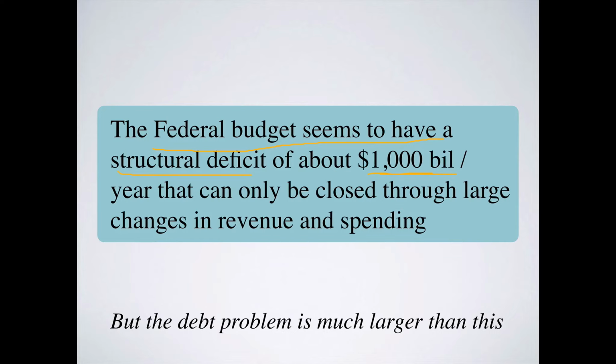When we look at deficits, they often don't include the yield on the debt that must be paid, which is typically paid by rolling over the debt, that is, issuing more bonds in order to pay the yield. Right, about $1,000 billion a year, that can only be closed through large changes in revenue and spending. But the debt problem is actually much larger than this, much more significant.